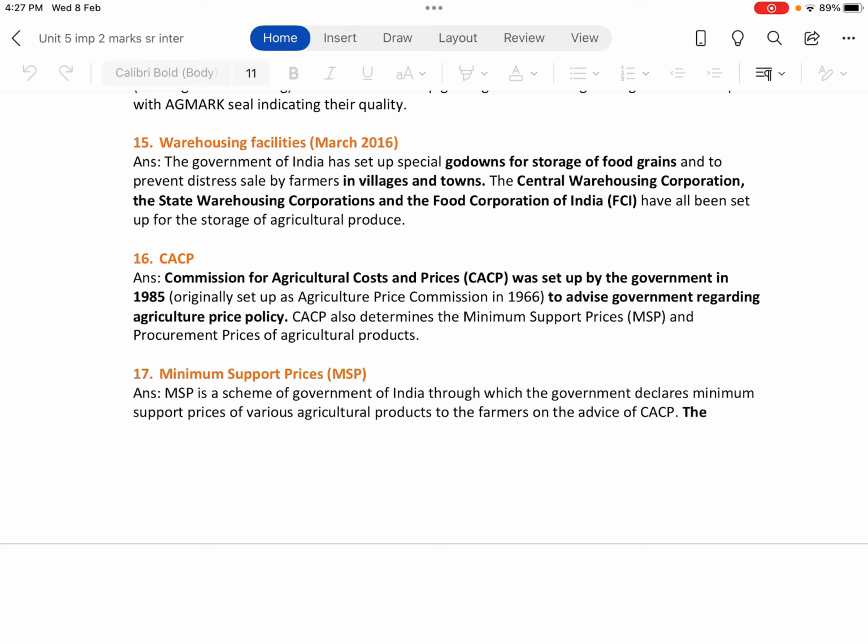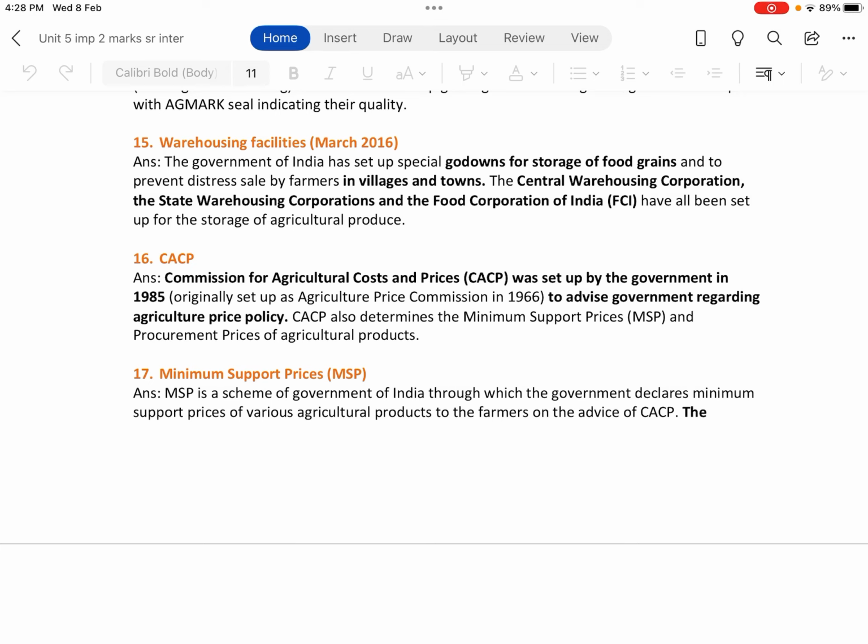Okay, so there are two different prices announced by the government. One is the minimum support price and the other is the procurement price. These two prices are determined by, or advised by, the CACP to the government. So CACP also determines the minimum support prices (MSP) and procurement prices of agricultural products.